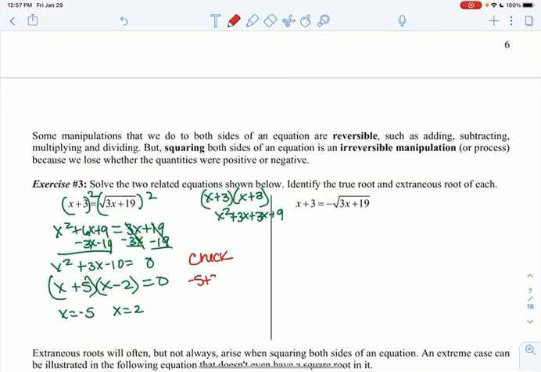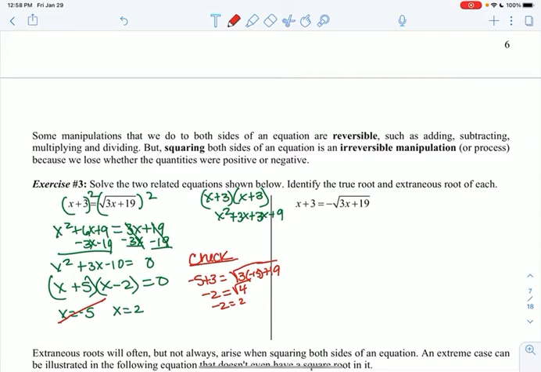Negative 5 plus 3 goes in on the left, and the square root of 3 times negative 5 plus 19. Well, negative 5 plus 3 is negative 2. 3 times negative 5 is negative 15, plus 19 is going to be 4, and the square root of 4 is positive 2. All right, so this answer does not work. I'm going to just make a single line through it.